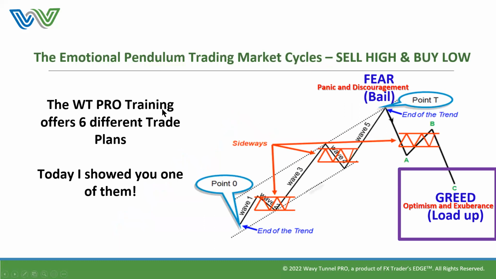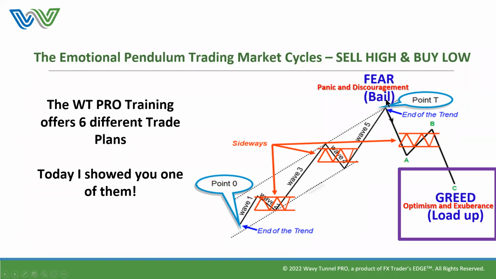So the Wavy Tunnel Pro training offers 6 different trade plans. Today I showed you one of them and I mentioned another one, the end of the trend. So I showed you the breakout 4, which is right over here, where we have a deeply discounted price. And this is where we want to get greedy and load up. And up here is where you want to be fearful and bail.